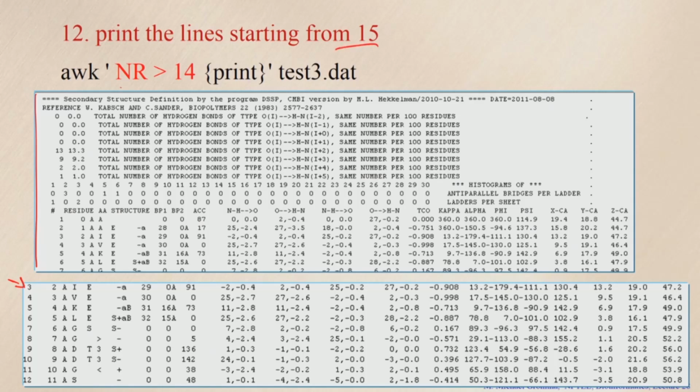So, here you can come, what is NR? Records, right. So, in this case the line number is more than 14, because we need from 15, right. Then you print from this input file. So, then you will eliminate all these lines, 1, 2, 3, 4, 5, 6, 7, 8, 9, 10, 11, 12, 13, 14, right. So, then you can start, okay, this is 1, 2, 3, 4, 5, 6, 7, 8, 9, 10, 11, 12, 13, 14, right.